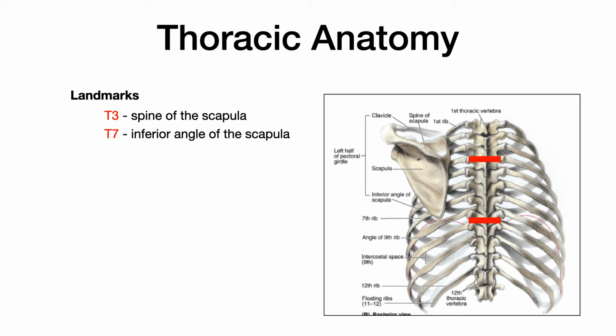So the top red line is the level of T3. T7 is where you'd expect to find the inferior angle of the scapula. So you can see them both in this image, the spine and the inferior angle.